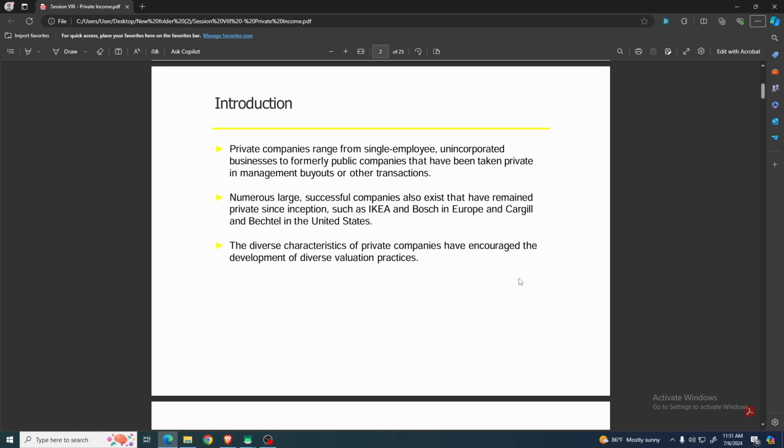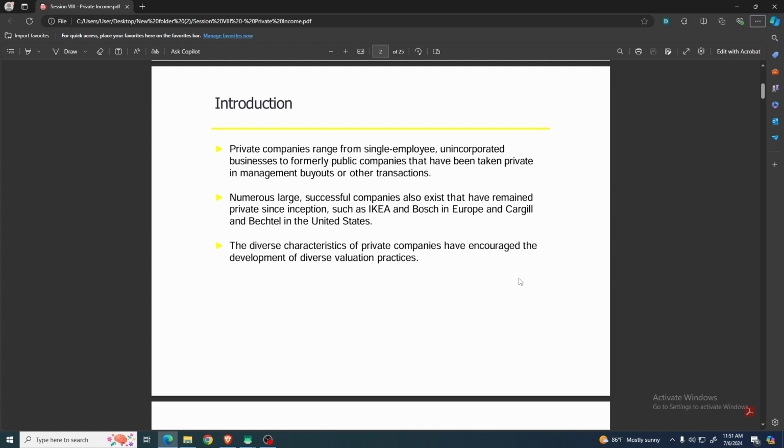And then finally, we have the asset-based approach. This method calculates the net asset value by subtracting liabilities from assets. And this is particularly useful for asset-intensive businesses such as manufacturing firms or real estate firms.